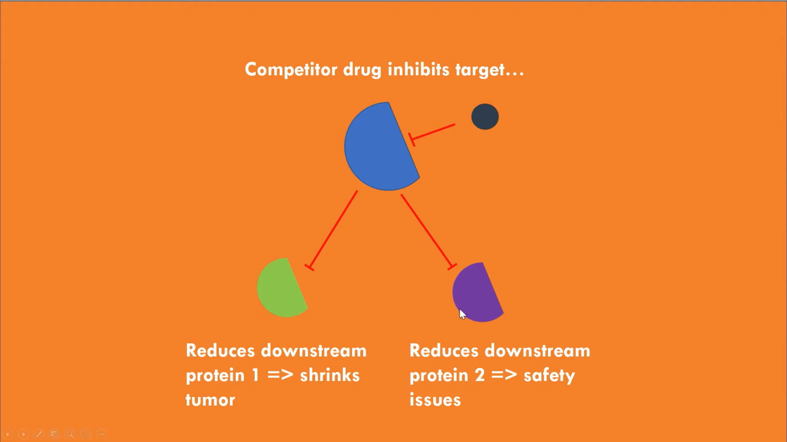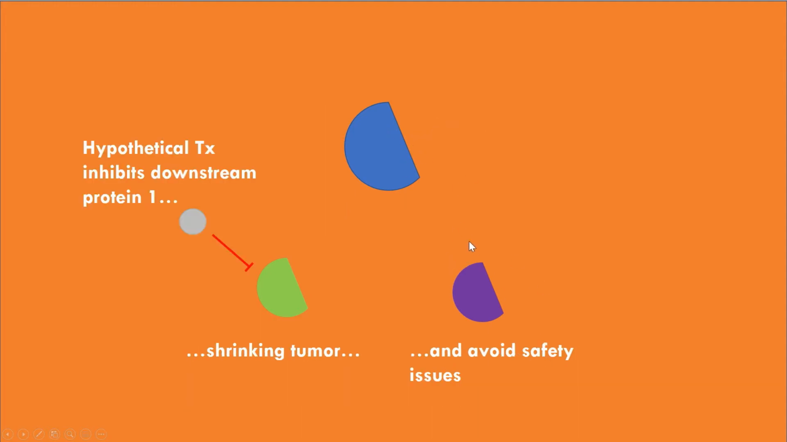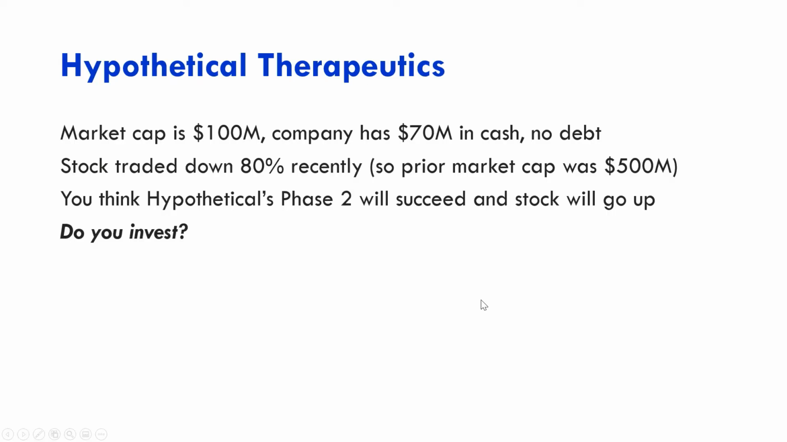So if you pause here and think about this from sort of a drug design perspective, you might think that, well, why don't you just target downstream protein 1? That way you would get the positive effects of tumor shrinkage and you wouldn't mess with this pathway that's important for normal healthy function. And that's in fact what Hypothetical Therapeutics is doing. So they've designed an inhibitor of specifically downstream protein 1 that leads to tumor shrinkage and doesn't mess with the healthy function that downstream protein 2 is involved in.